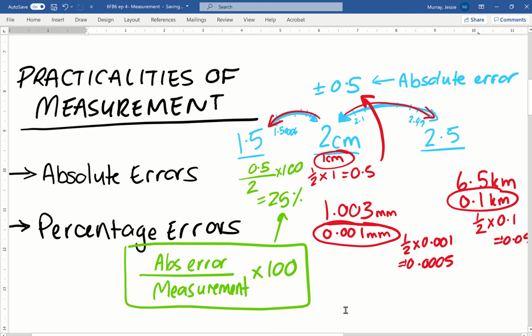So anytime you need to find the percentage error, you need to remember that formula. All right, it's pretty straightforward. Absolute value over the measurement times 100. Okay, they are the main parts.